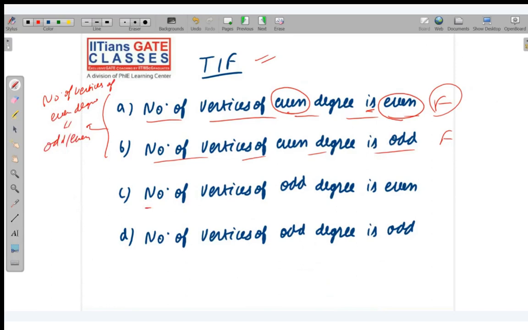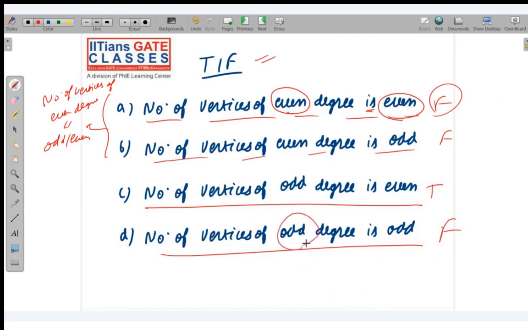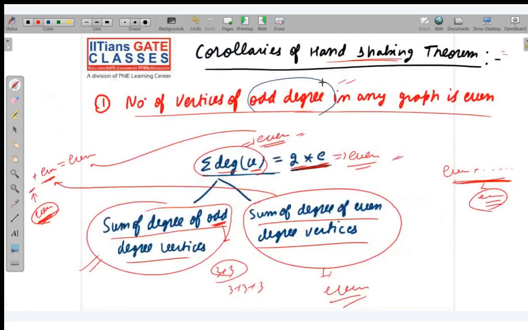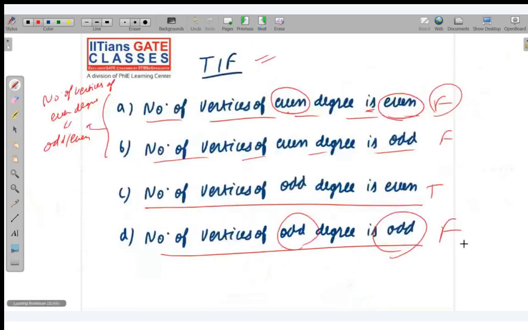Number of vertices of odd degree is even. Yes, this is true. Number of odd degree vertices is odd? No, false. Because if it is odd, then how will you get the sum of degrees as even? The handshaking theorem will fail if you get this. So this is true. All these three are false.